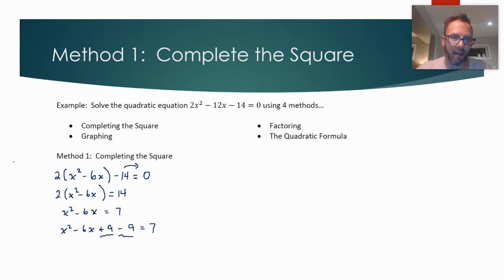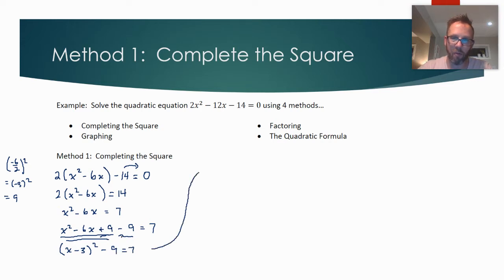And again, how did we get that 9? Well, we take -6 and we halve it and we square it. That's where the 9 came from. Because now look what's left over. We have a perfect square trinomial, this bit, that factors to x minus 3 squared. Then we have our -9 equals 7.